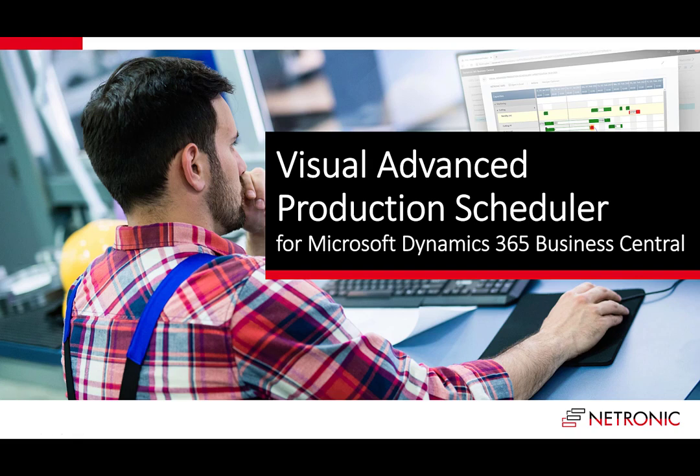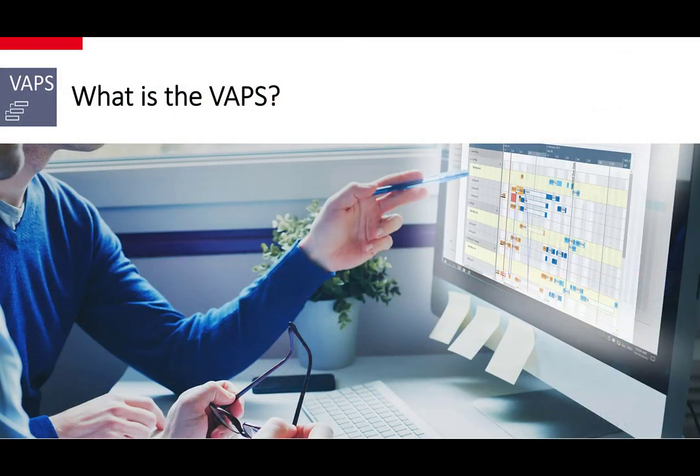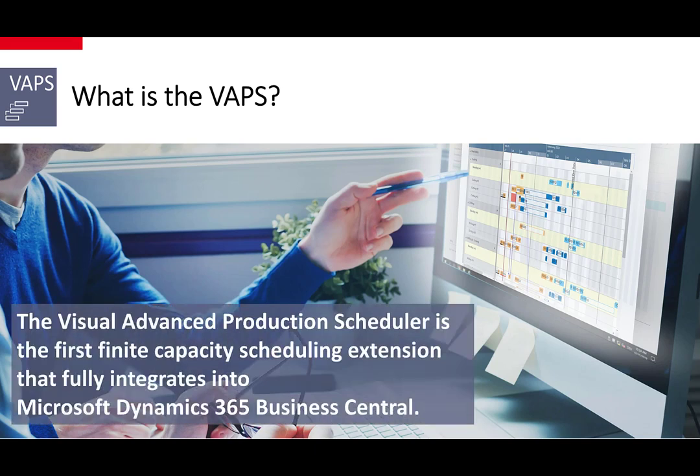This is an introduction into the Visual Advanced Production Scheduler for Microsoft Dynamics 365 Business Central. The VAPS, the Visual Advanced Production Scheduler, is the first finite capacity scheduling extension that fully integrates into Microsoft Dynamics 365 Business Central. In this video, I will demonstrate the VAPS with a typical use case, how many of our clients work with this product.